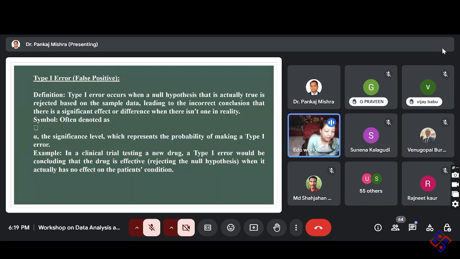So type 1 error actually takes place, as I've told, when the drug is not actually working, but still the researcher is saying the drug is working. So that one is a type 1 error. We also call it a false positive. So the next slide.